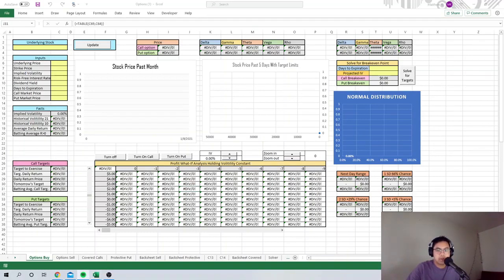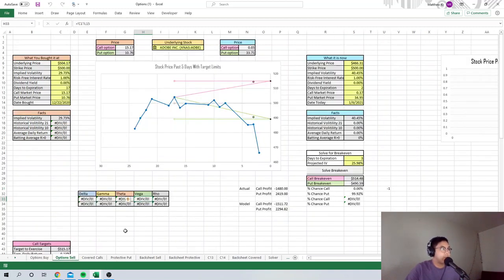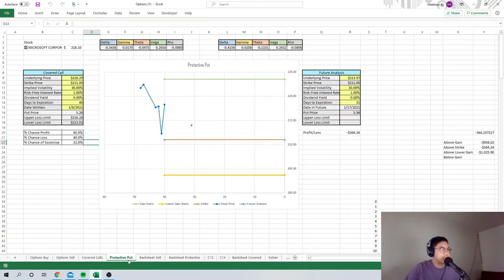So I've created this option sheet that will look at whether you want to buy options, and once you've bought it, when to sell, and covered call strategies, protective put strategies, and that's all I've gotten to so far. So I've gotten to four different aspects of options.